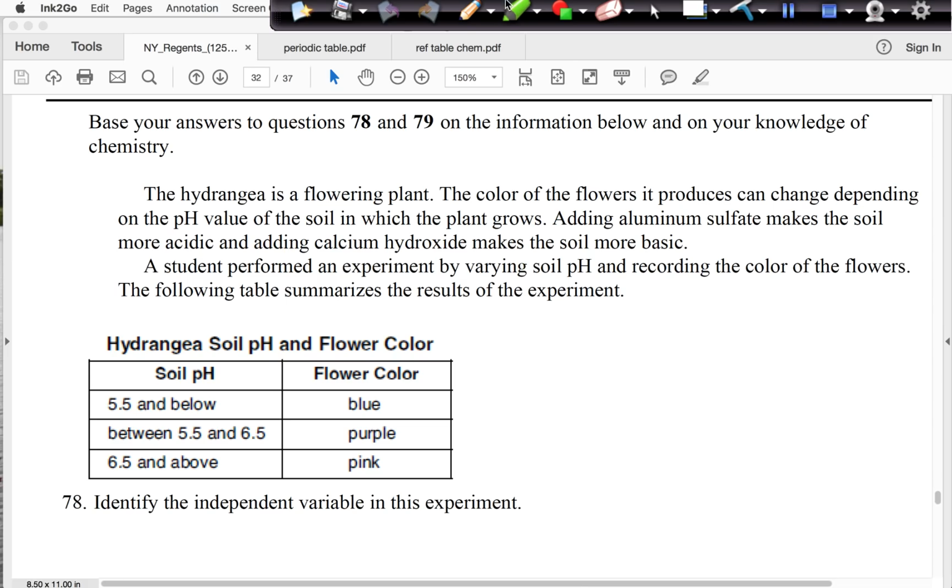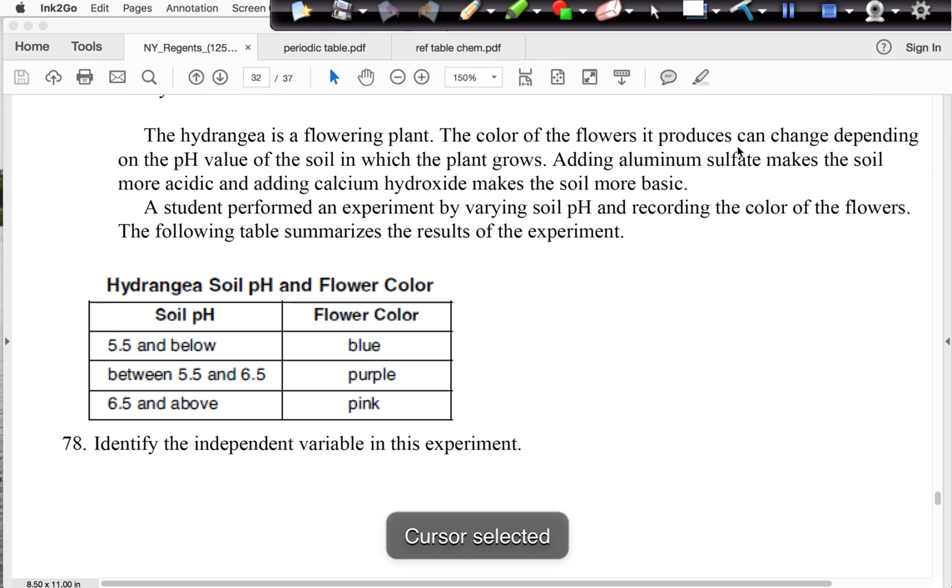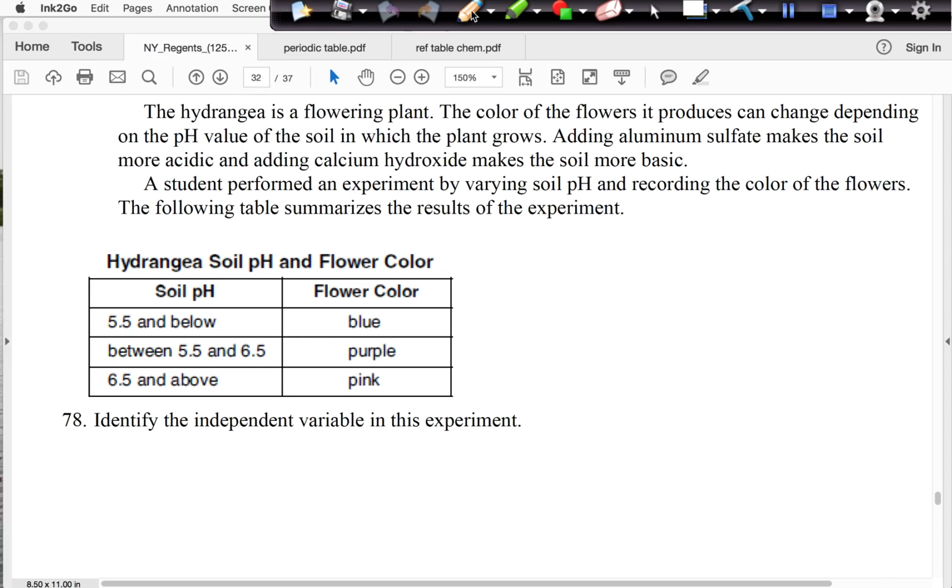So for 78 and 79, we're referencing this table. So again, please make sure that you look back at this table and this reading for number 79. It says the hydrangea is a flowering plant. The color of the flower it produces can change depending on the pH value of the soil in which the plant grows. Adding aluminum sulfate makes the soil more acidic. Okay, so aluminum sulfate makes the pH go down because acidic is down, and adding calcium hydroxide makes the soil more basic. Calcium hydroxide makes the pH go up.